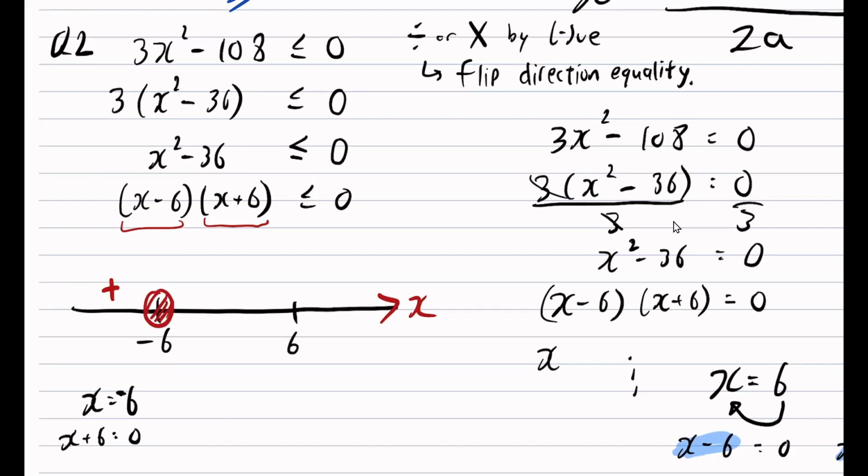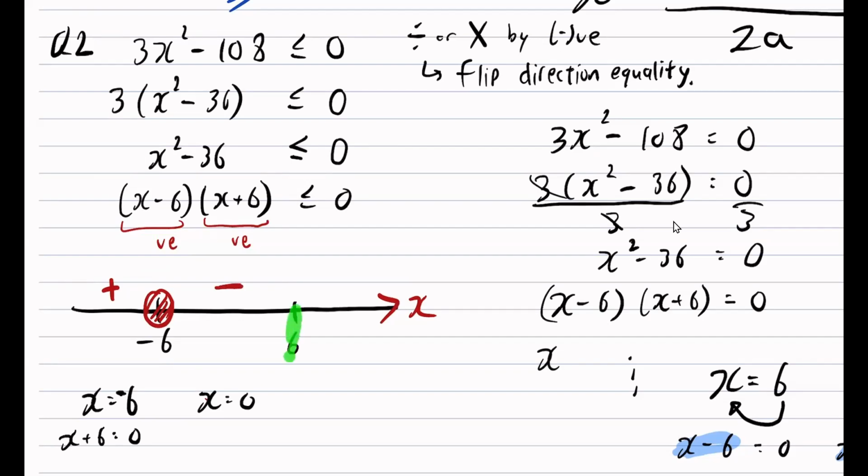Okay, then let's try numbers in between negative 6 and 6. A simple one would be 0. If x is equal to 0, what happens to your left-hand side? 0 minus 6 is positive or negative? Negative. 0 plus 6? Positive. Negative times positive? Negative. So you put a minus sign.